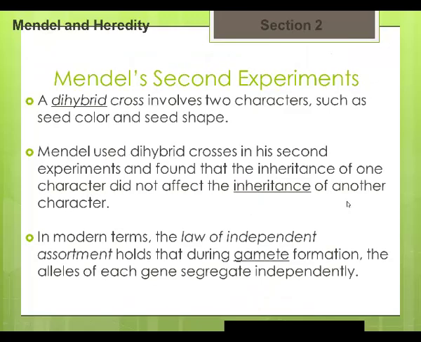So Mendel went even further and he performed a second experiment. And in this case, he did a dihybrid cross. In a dihybrid cross, he crossed two characters, such as seed color and seed shape. So he looked at two traits. He found that the inheritance of one character did not affect the inheritance of the other character. So there had to be some independent assortment that occurred.